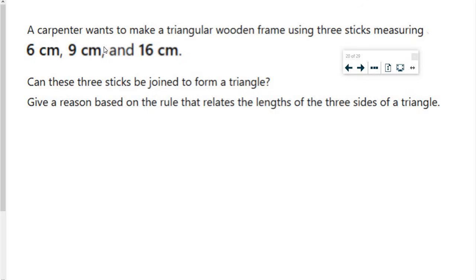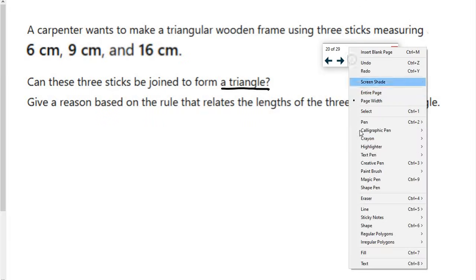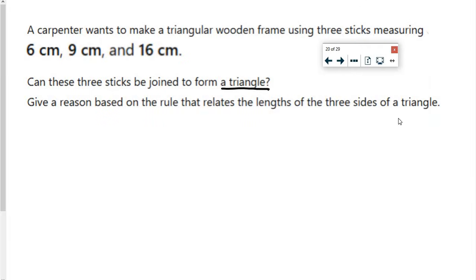A carpenter wants to make a triangular wooden frame using 3 sticks measuring 6 cm, 9 cm, and 16 cm. Can these 3 sticks be joined to form a triangle? Give a reason based on the rule that relates the length of the 3 sides of a triangle. So, in order to determine if the 3 sides represent a triangle, the first step is to label. This is A, this is B, this is C.